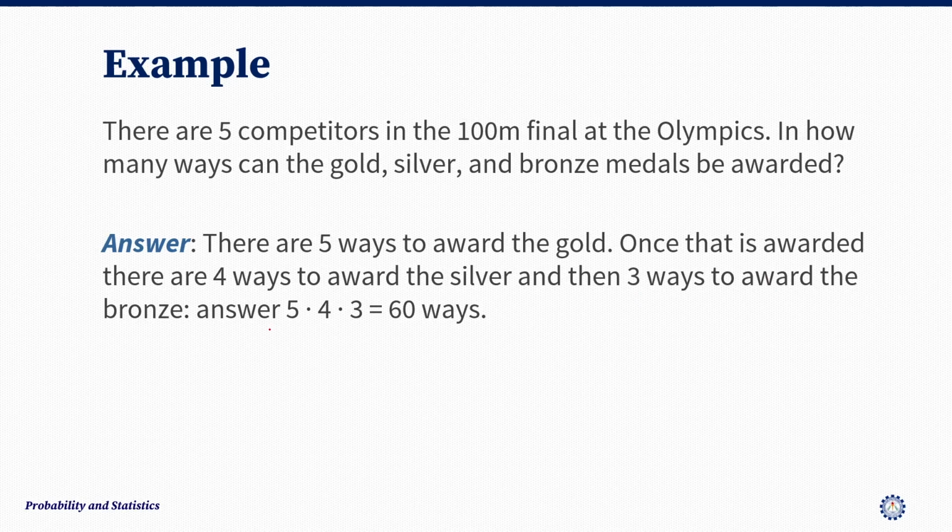Once the gold was awarded, there are only 4 ways to award the silver, and then 3 ways to award the bronze. So let's say we have 5 competitors. If we already awarded the gold, that means we deduct that one winner, so we have only 4 ways to award the silver. Same with the bronze. If we already awarded the silver, that means we have only 3 ways to award the bronze. So the answer is 5 times 4 times 3. We have 60 ways to award the gold, silver, and bronze medals. Okay, so that's how you use the rule of product.